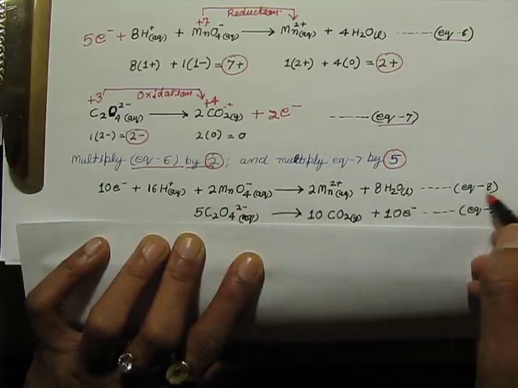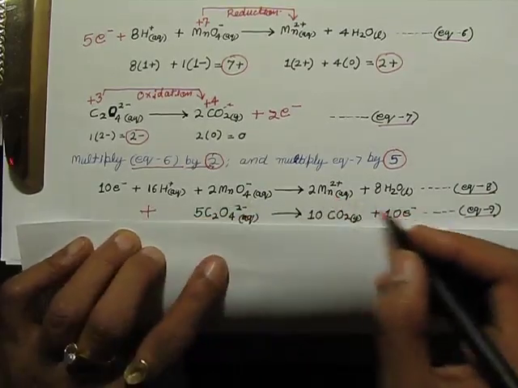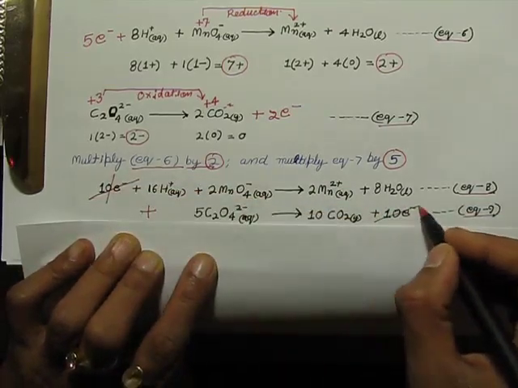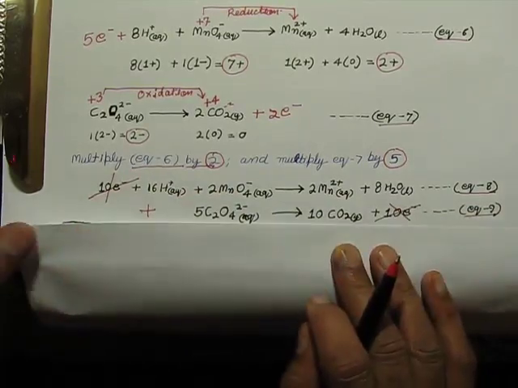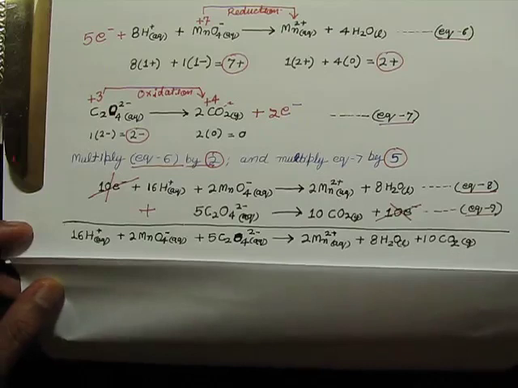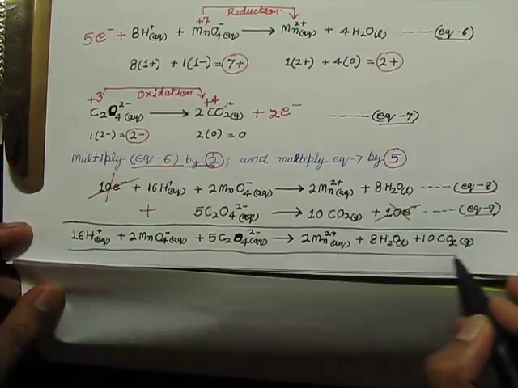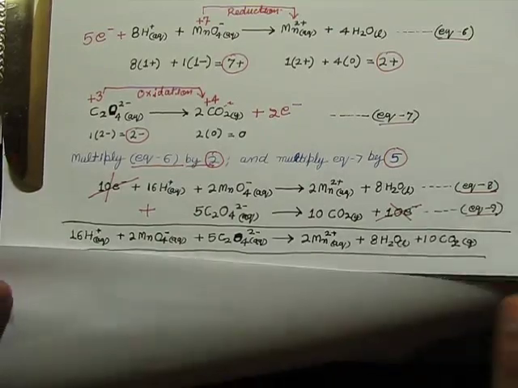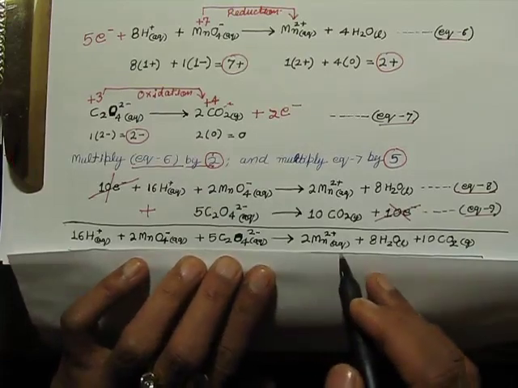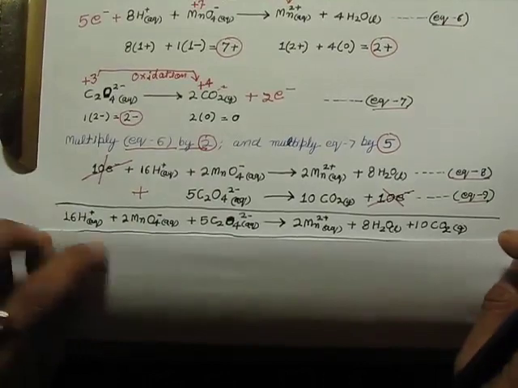So now we can add equation number 8 and 9. We have to add these two equations. When we add, we can cancel these electrons from both the reactions, and finally the balanced reaction will be 16 hydrogen, 2 permanganate ion, 5 oxalate ion, giving 2 manganese ion, 8 water molecules and 10 carbon dioxide gas.